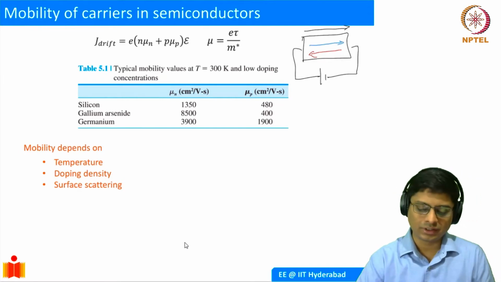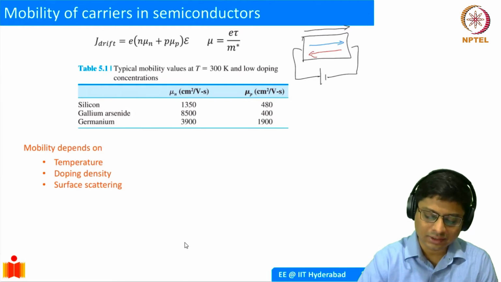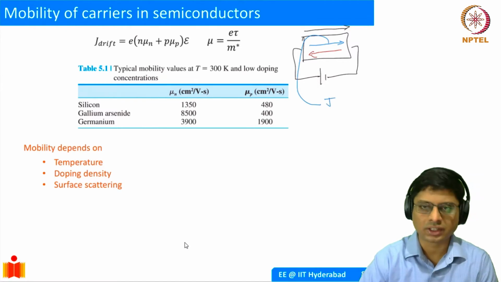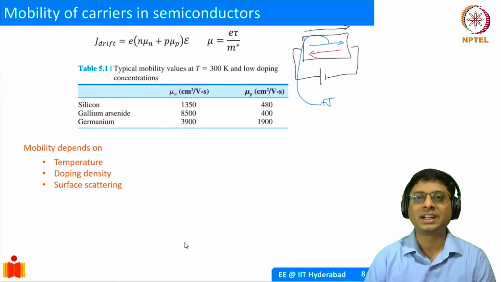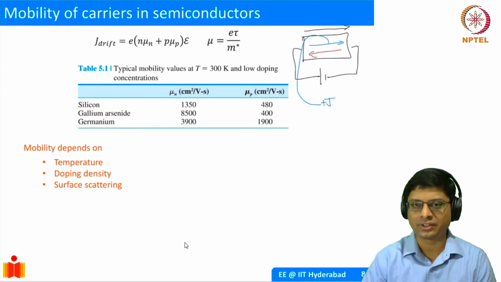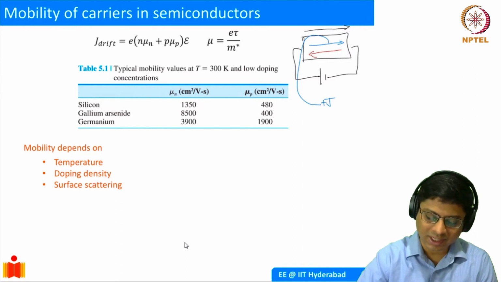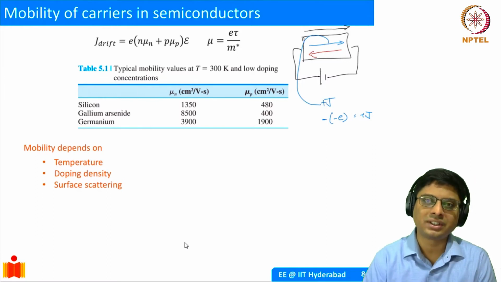By convention, we can take the direction of flow of the holes as the positive current density J. Now electrons are moving in the opposite direction, but because electrons have a negative charge, the overall current is going to be in the same direction. So because of drift, whatever current flows, it flows in the direction of the electric field. For electrons there is a minus charge and a minus E, so overall it's still plus J in the positive direction. So current due to both electrons and holes is going to be in the same direction.